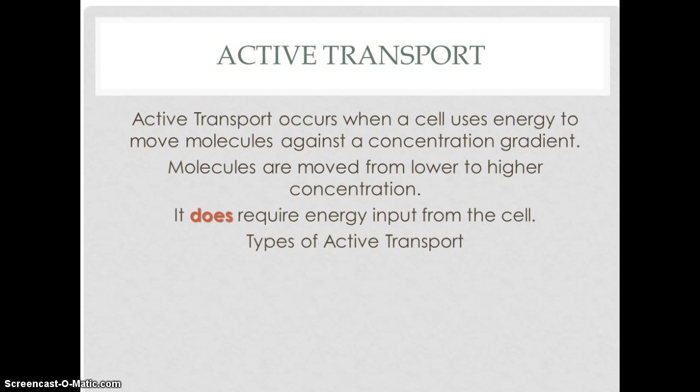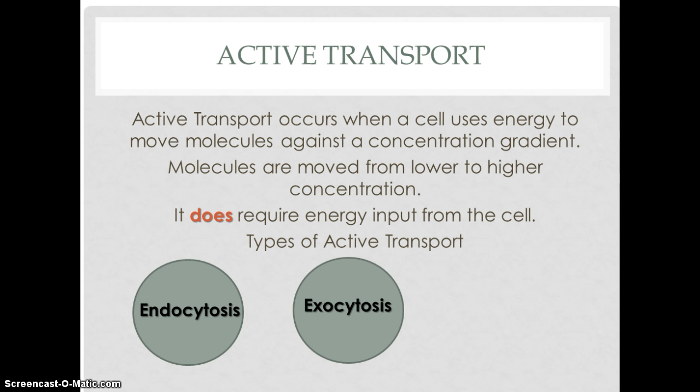In terms of active transport energy, think of active transport as riding a bike uphill. Energy is required as you travel up a hill, and more than likely you will break a sweat traveling up an extremely steep hill. It does require energy input from the cell, and three types of active transport that will be discussed in this review module will include endocytosis, exocytosis, and the sodium-potassium pump.